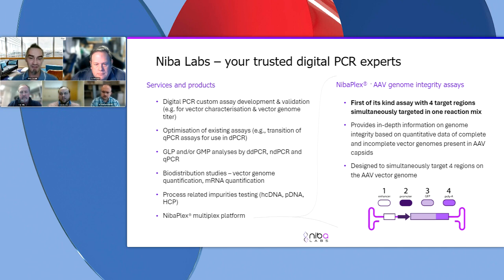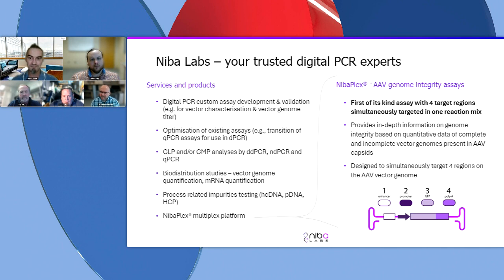So digital PCR, in a way, I think will shift this field of vector genome integrity in the direction of absolute quantification. And with that, we could make quite a lot of interesting outcomes in the end in terms of correlations with other results like potency.